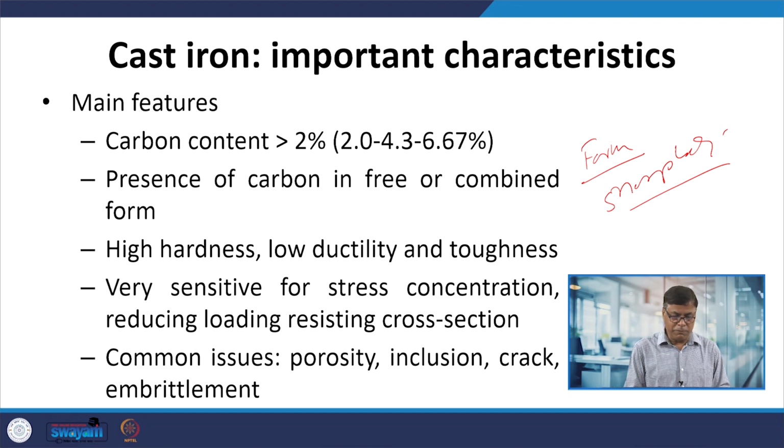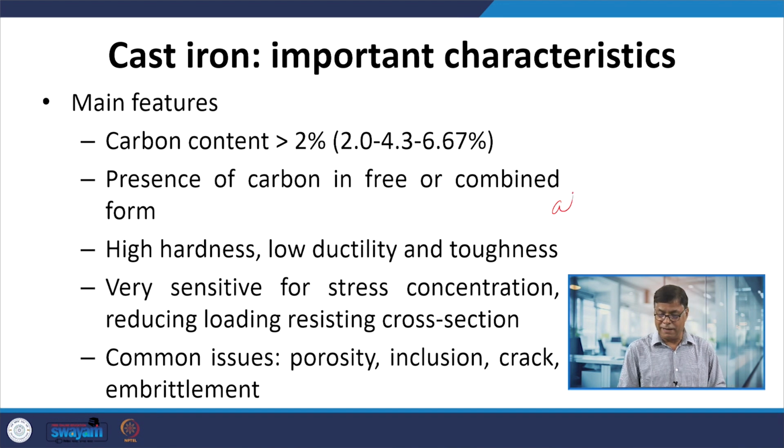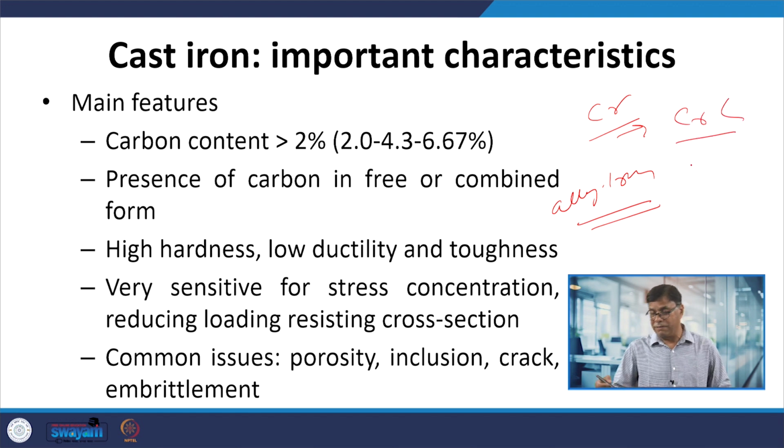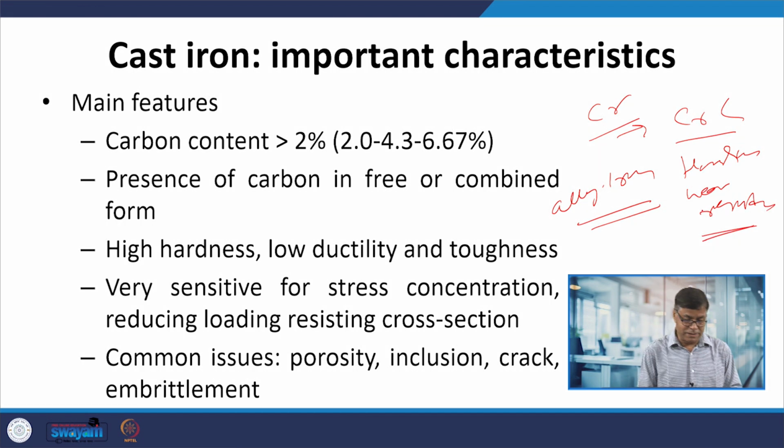There is one more category or type of cast iron, that is called alloy irons. Alloy irons means elements like chromium are added, forming chromium carbide due to the presence of high carbon content and leading to extremely high hardness and very good wear resistance. So, for abrasive wear conditions, the alloy irons are extensively used.